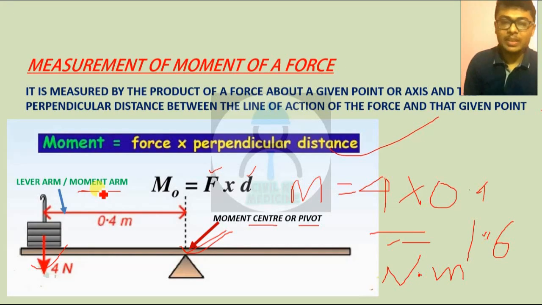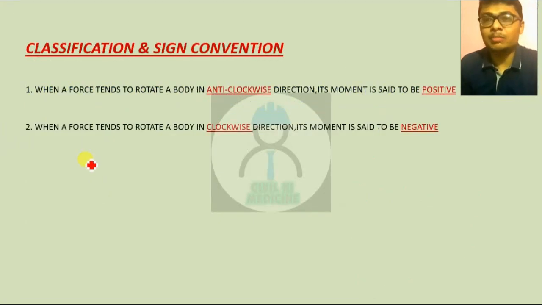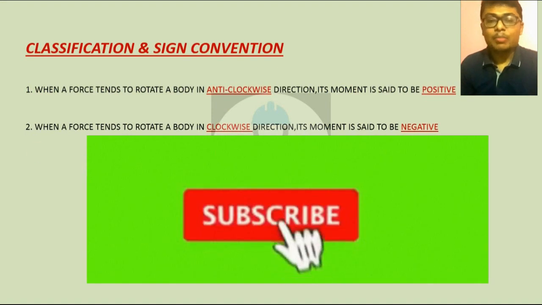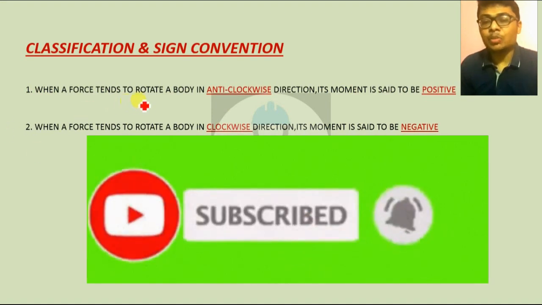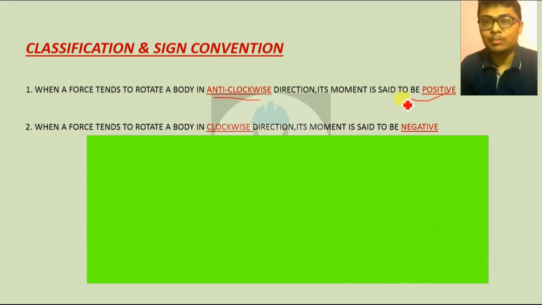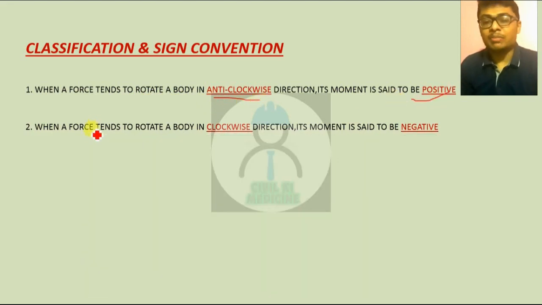Okay, next, classification and sign convention of the moment. There are mainly two types of moment. One is positive moment and the second is negative moment. Positive moment is also called anti-clockwise moment and negative moment is called clockwise moment. When a force tends to rotate a body in the anti-clockwise direction, it is called anti-clockwise moment or positive moment. And when a force tends to rotate a body in the clockwise direction, it is called negative moment or clockwise moment.